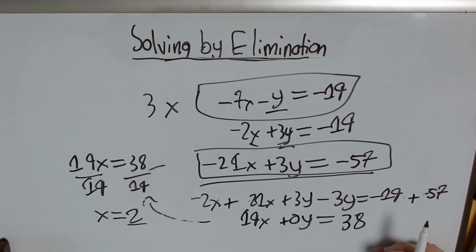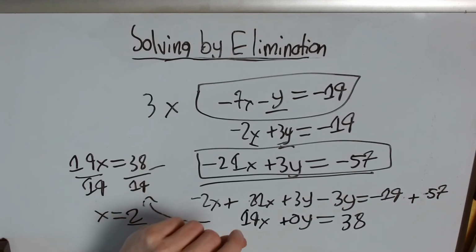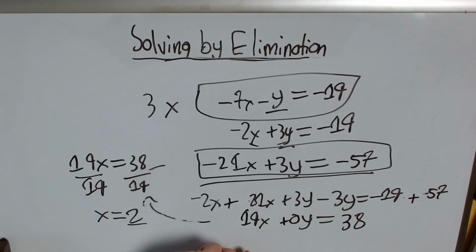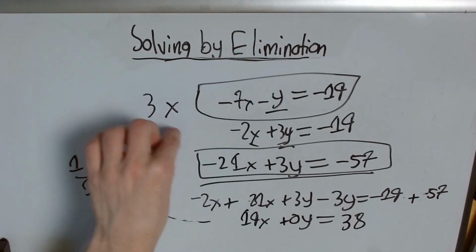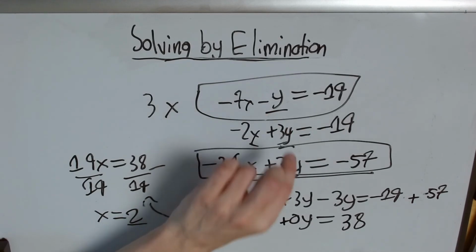So, be adaptable. Look for patterns, right? If we have the same signs, we're going to subtract the equations. Different signs, we're going to add the equations. If we don't have the same coefficient out in front, we're going to multiply by something to get it so we do have the same coefficient out in front.